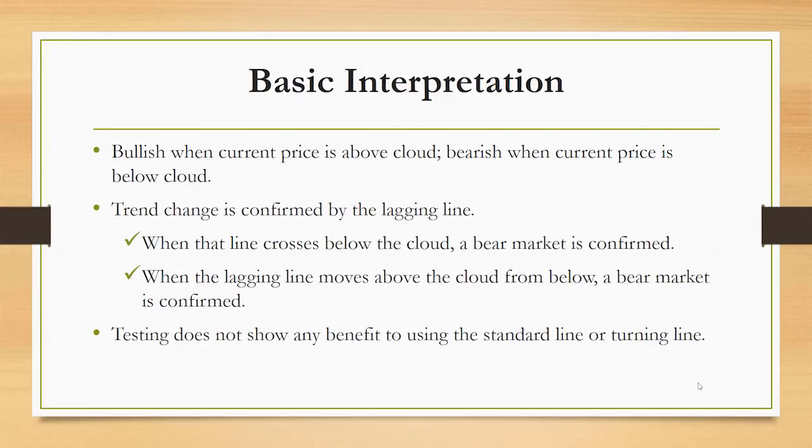The basic interpretation is when price is above the cloud, it's bullish. When price is below, it's bearish. A trend change comes when the lagging line moves above or below the cloud.